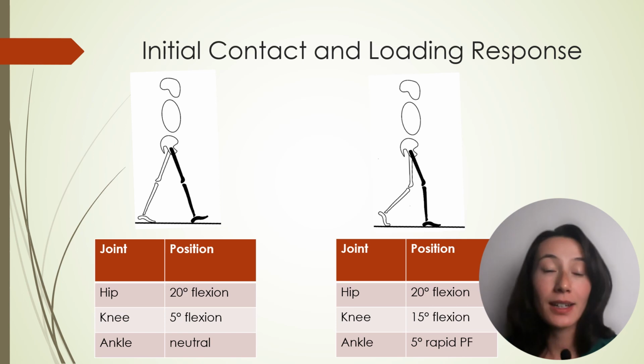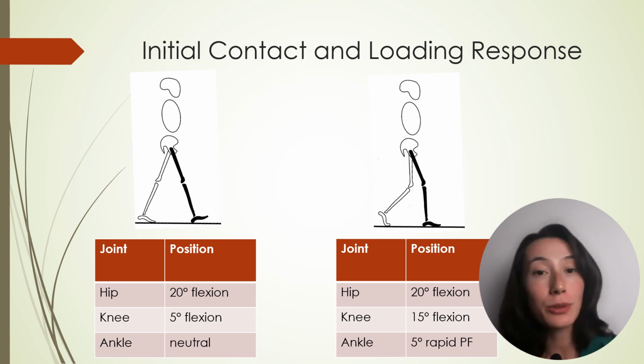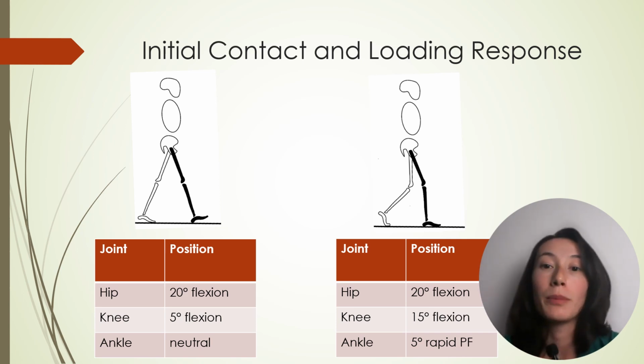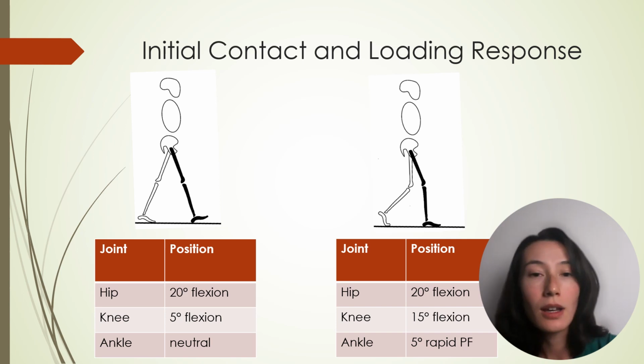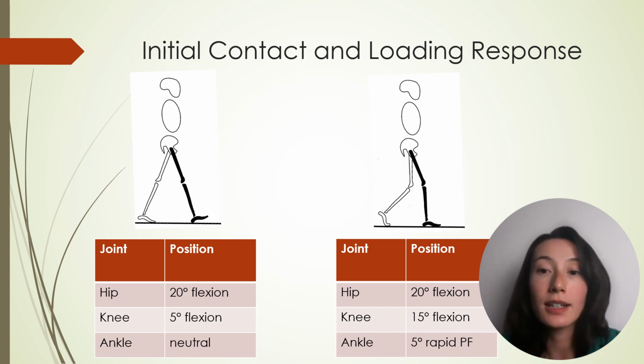With that being done, it should make sense that upon initial contact going into loading response, we flex our knee from about 5 degrees to 15 degrees to dampen the force and take it through our muscles instead of our joints. Now, why 15 degrees instead of 10 degrees or 20 degrees? Well, again, it's about having optimal gait and efficient gait.